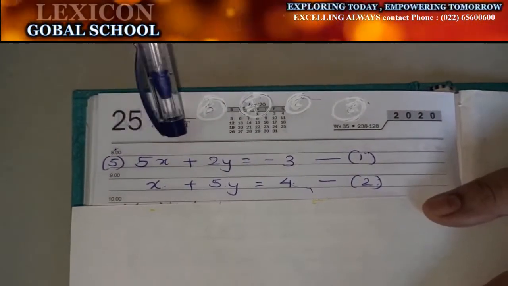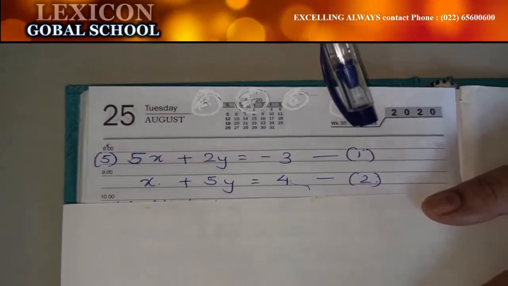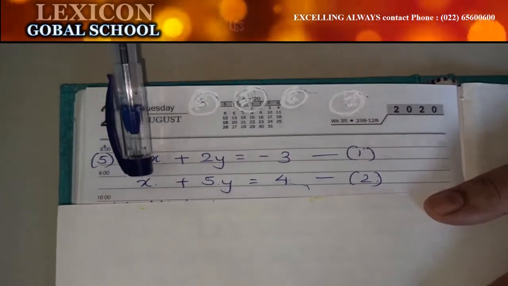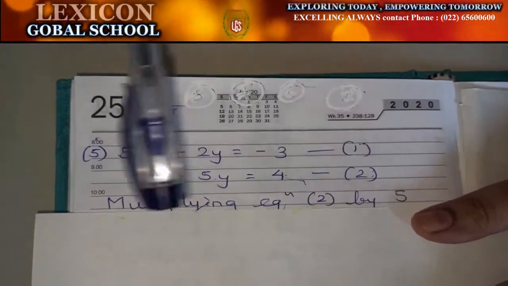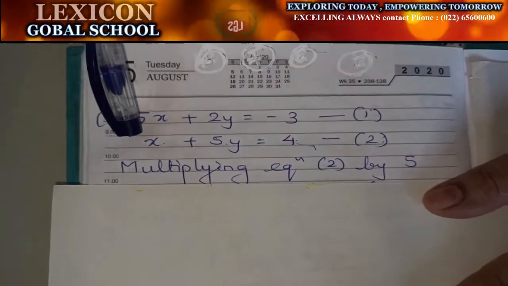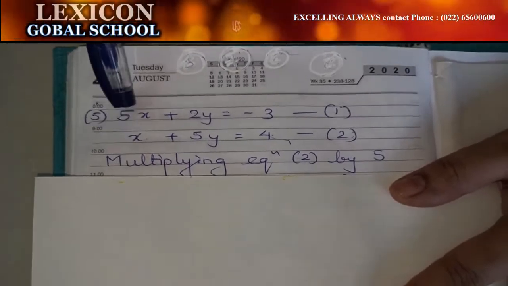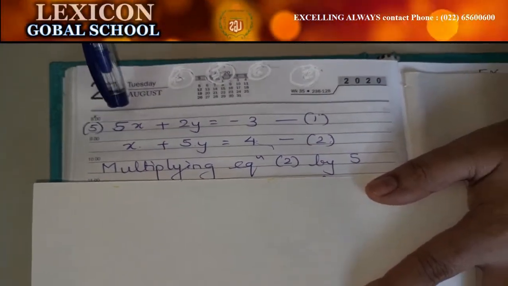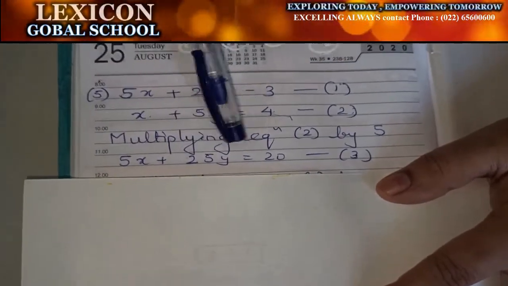Question number 5. 5x plus 2y is equal to minus 3. This is my equation number 1. x plus 5y is equal to 4. That is my equation number 2. Next step, multiplying equation 2 by 5. If I multiply this by 5, I will get over here 5x. So it would be easy for me to cancel by subtracting it. So 5x plus 25y is equal to 20.